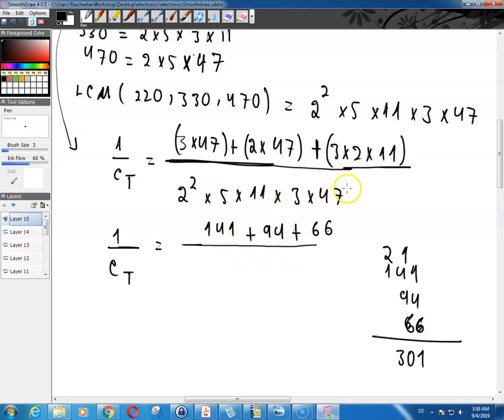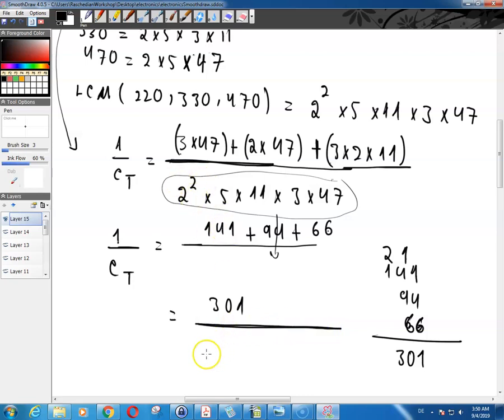Over all of these numbers in the denominator here. So that is equal to 301 divided by all of these numbers, which is 2 raised to the power 2 times 5 times 11 times 3 times 47.